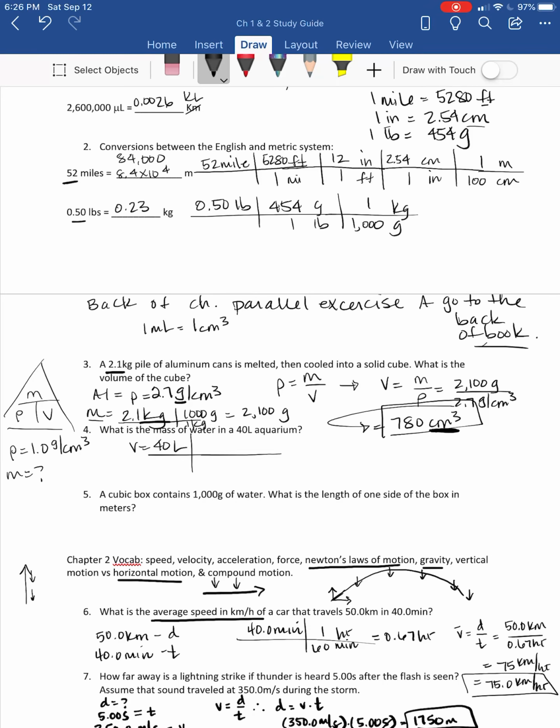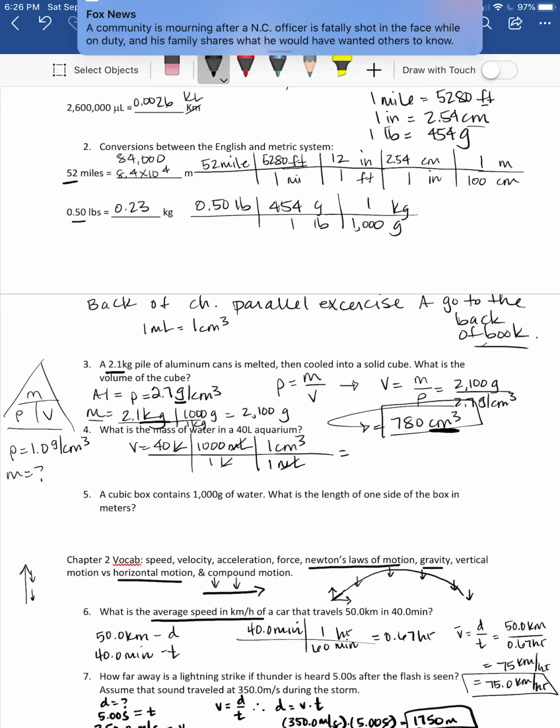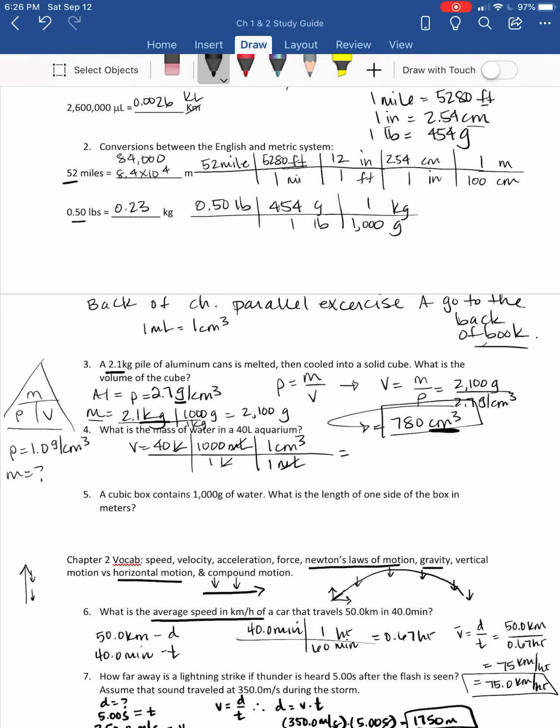So we've got 1 liter is 1,000 milliliters, and 1 milliliter is 1 centimeter cubed. See how our liters will cancel and our milliliters will cancel? We'll be left with centimeters cubed. So take 40 times 1,000, and then you end up with 40,000 centimeters cubed. Okay, that's your new volume.